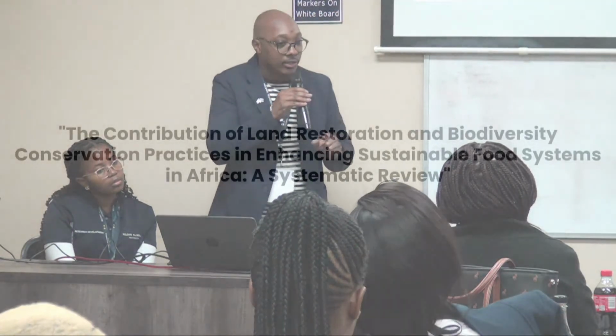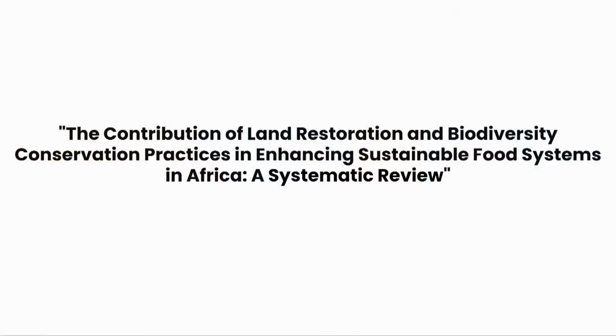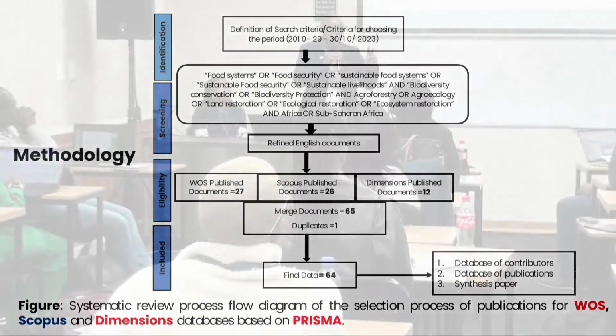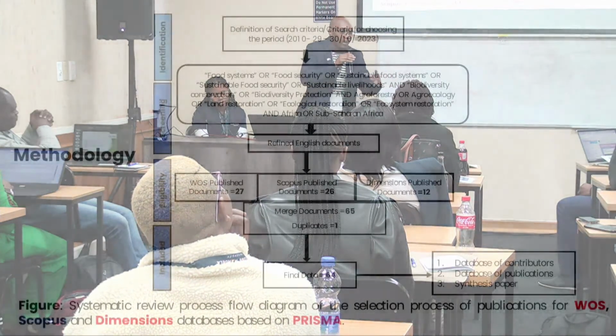Then with this study, we try to check the contribution of land restoration and biodiversity conservation practices in enhancing sustainable food systems in Africa. Here, we use 3 databases: Scopus, Web of Science, and Dimensions. Scopus and Web of Science normally publish around those concepts. But with Dimensions, which is a new one, we see that we must fuse it so that we can see what is also happening beyond Scopus and Web of Science.